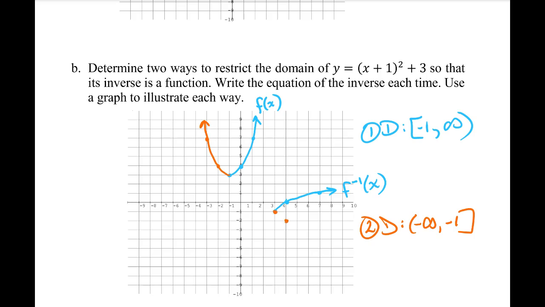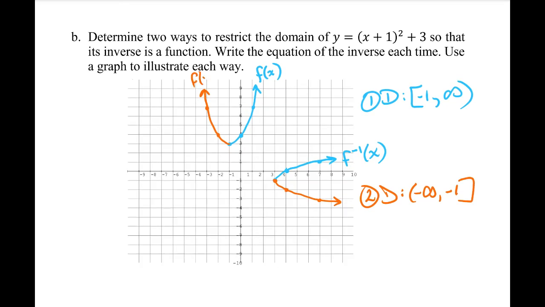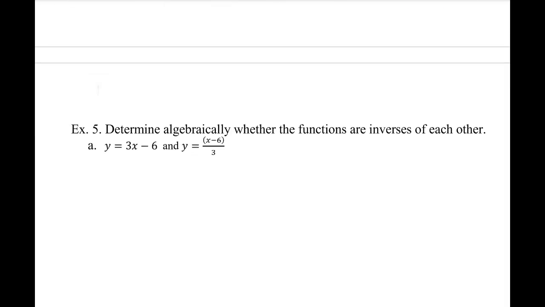And thus we're seeing this here. There we go. So those are our two different ones. And again, I would label this f of x and f -1 of x. Okay. So that would be how we can restrict it.